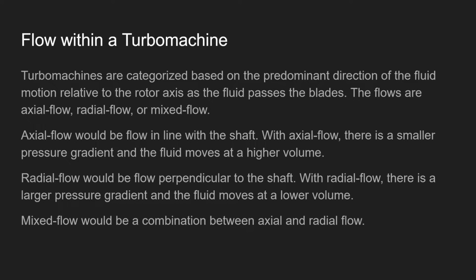Then there's the flow within a turbine, which can be classified as axial, radial, or mixed flow. Axial flow would be the flow in line with the shaft. With axial flow, there's a smaller pressure gradient and the fluid moves at a higher volume. With radial flow, the flow is perpendicular to the shaft, and there is a large pressure gradient, which causes the fluid to move out at a lower volume. Mixed flow is just a combination between the two.